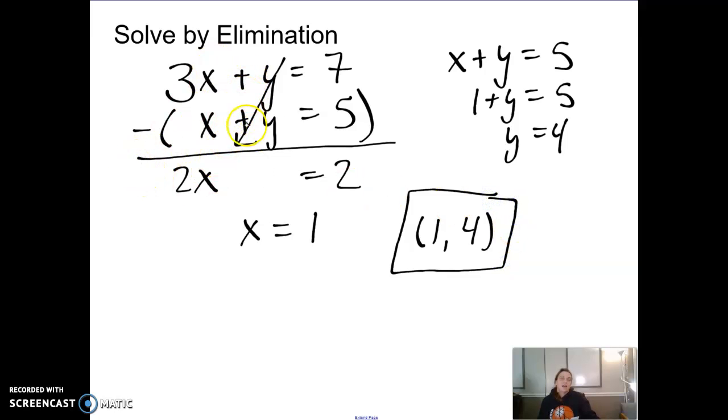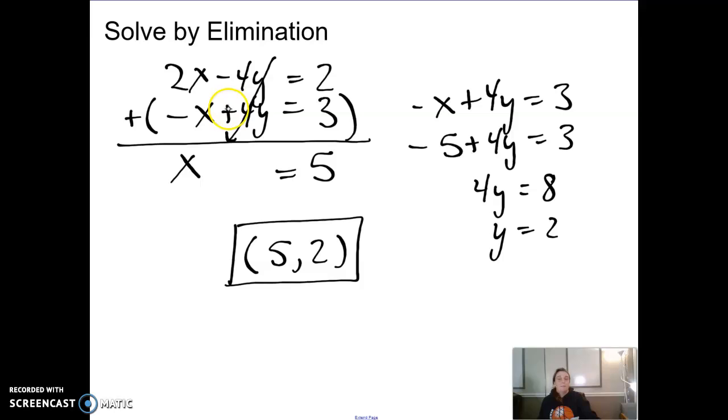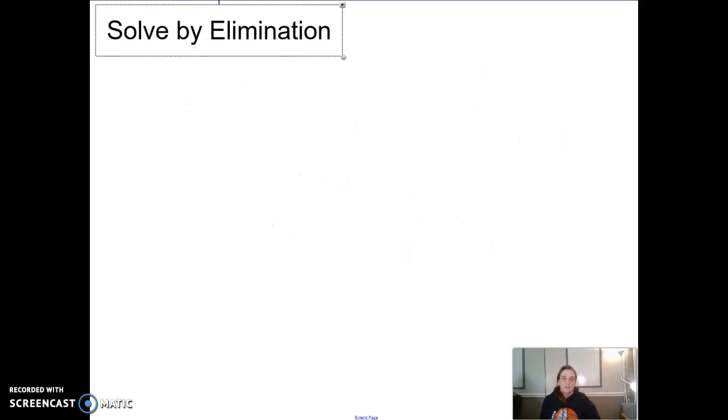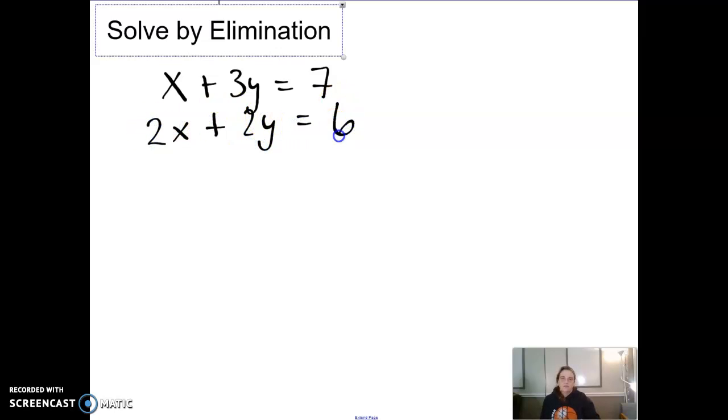So if the signs are the same, like you see here, plus y, then you subtract the equations. When the signs are opposite, like you saw here, minus 4y plus 4y, then you would go ahead and add the equations. But there is actually still one other case that we have. Sometimes you might have something like x plus 3y equals 7, and 2x plus 2y equals 6.